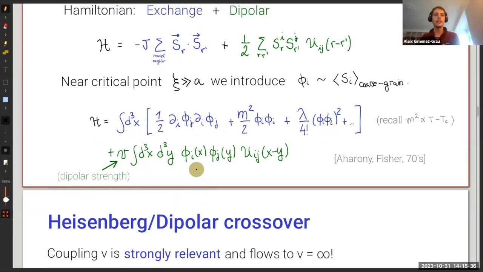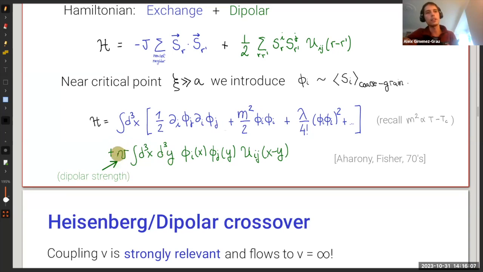So the idea is the following. Once you study these statistical systems using RG, what you are interested in is seeing how the different couplings in your energy functional evolve as you change the scales at which you look at the system. In particular, by dimensional analysis, you see that this coupling V here actually grows. It's strongly relevant. It's in fact as relevant as the mass term.